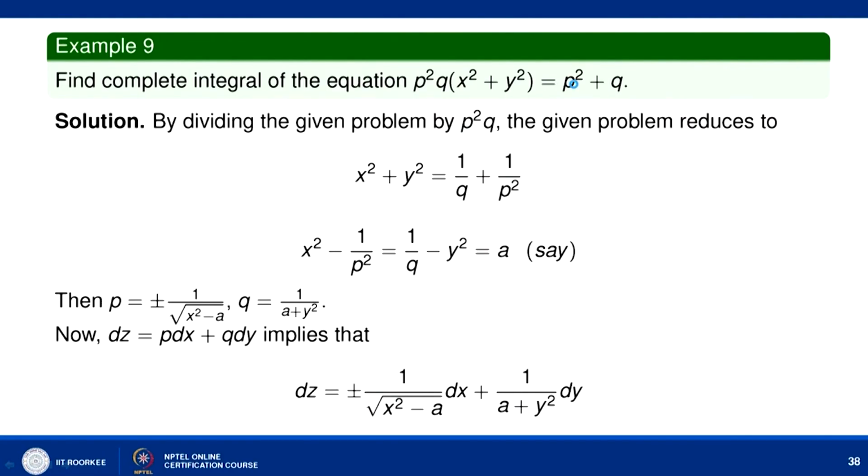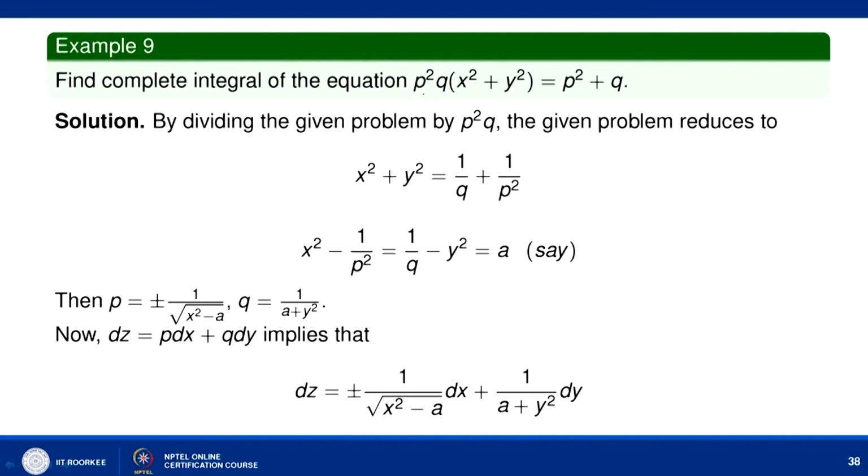Here p squared q x squared y equal to p squared plus q. Here it may not be so obvious that it is a separable equation, so you have to work it out. You simply divide by p squared q, and when you divide, it will be written as x squared plus y squared equal to 1 by q plus 1 by p squared. Now you can simplify, and you can write x squared minus 1 by p squared equal to 1 by q minus y squared, and as we have pointed out, these two come out to be constant. So x squared minus 1 upon p squared is equal to a constant, and 1 upon q minus y squared is equal to the same constant. So we can solve for p and q, and p comes out to be plus minus 1 upon under root x squared minus a, and q comes out to be this.